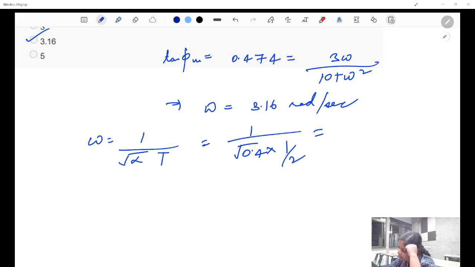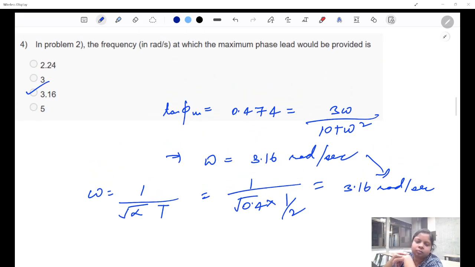So if you calculate this value, you will also get it to be equal to 3.16 radian per second. So both of these ways, in which we are using the concept of compensator, or we are going with the whole approach of constructing the Nyquist plot and then trying to find out at what frequency we are going to get maximum phase lead.